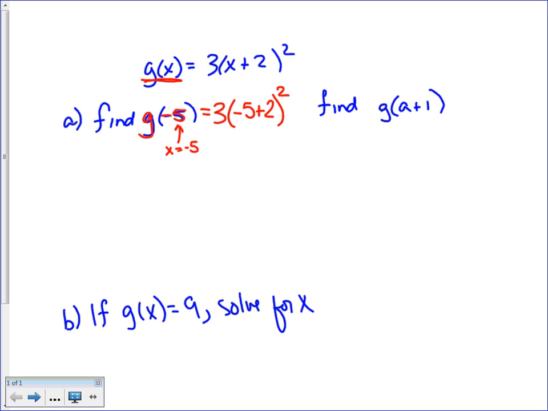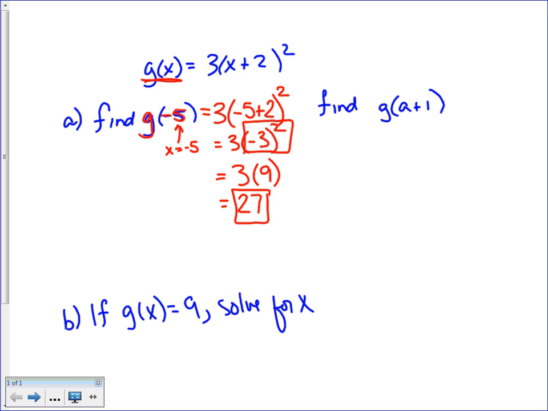So in this problem I would do what's in the parentheses first, and -5 plus 2 is -3, and then remember that the next step is to square. So it's 3 times 9 because I have to do -3 squared first. And the answer to that then is 27.